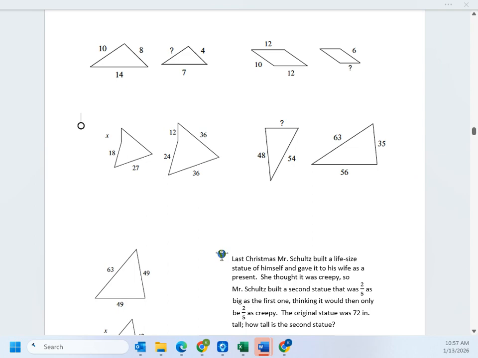Sometimes our shapes might be turned. You need to figure out which sides match with which. What's your short? What's your long? So in your mind, you have to turn it to see what matches with what.